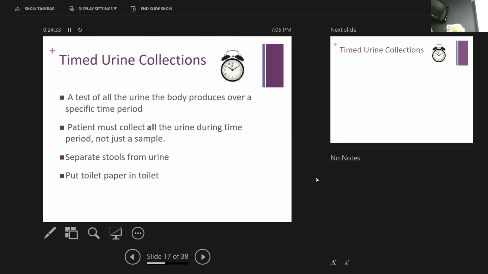We're not disposing of the first ounce of each urination. We catch it all in the toilet hat, and you pour it in the jug. And if you happen to put a stool in there, separate it out. Don't worry about it, because they want that urine. If you get a little bit of stool in there, they can deal with that too.